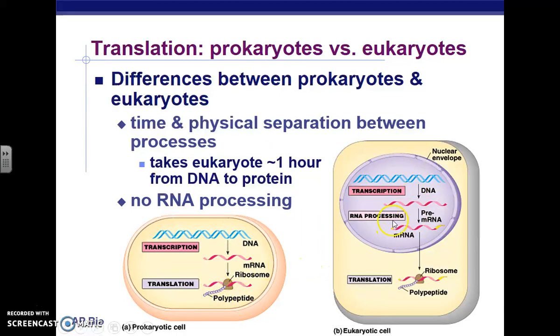Whereas in the eukaryotic cells, the RNA needs to be processed before it can be translated. So we have our mRNA, and the mRNA needs to be spliced, and we have to add our GTP cap and the poly A tail, and then it has to travel from the nucleus into the cytoplasm. So there's a time gap in eukaryotes that's not present in prokaryotes.